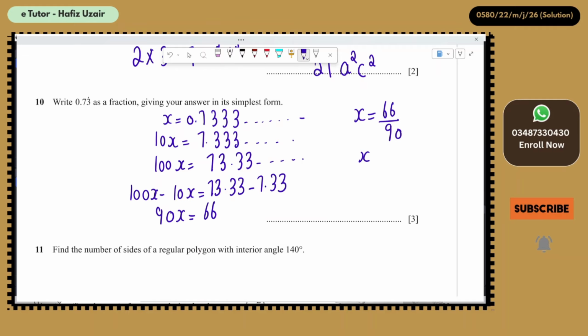Now this can be simplified: 3 times 2 is 6, and 3 times 22 is 66, and 3 times 30 is 90, so 11 over 15 will be your answer.